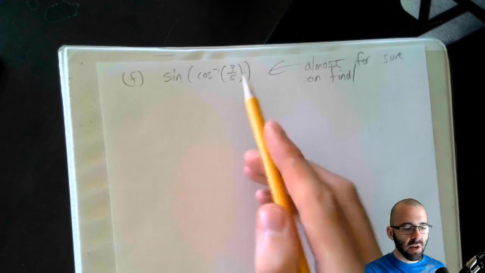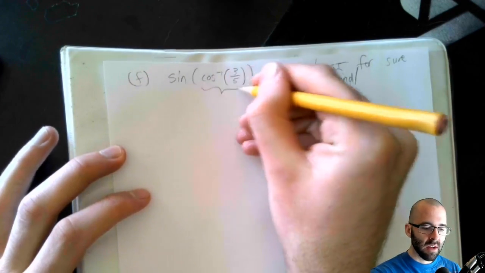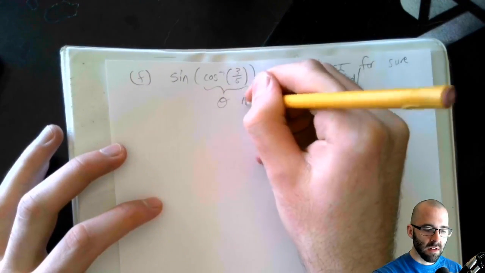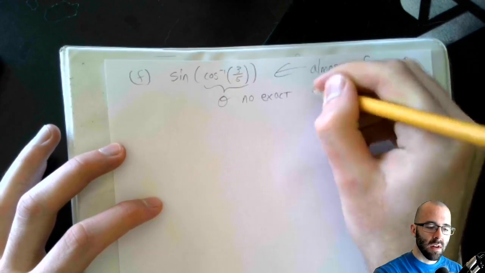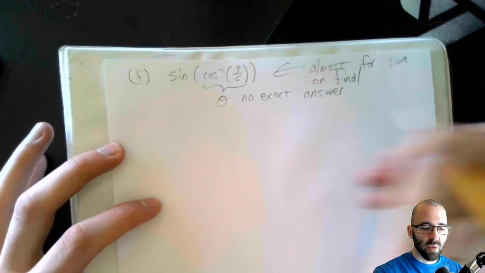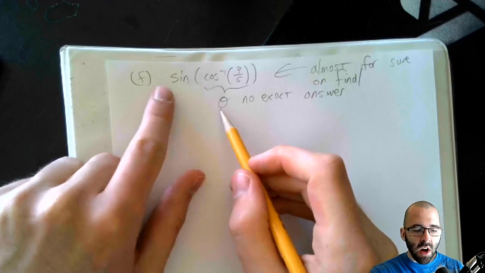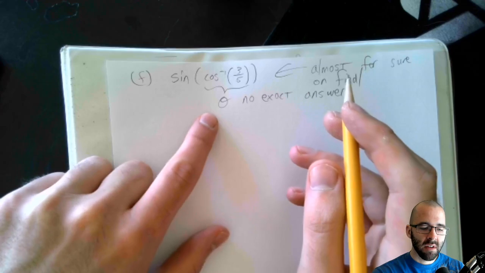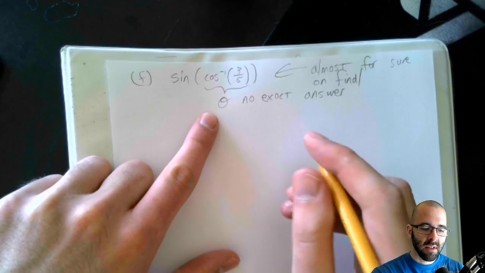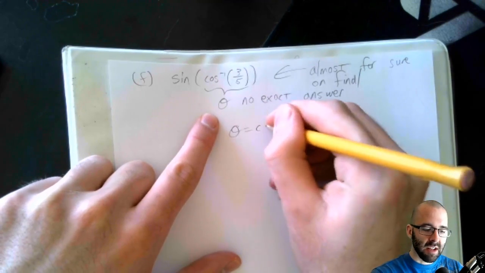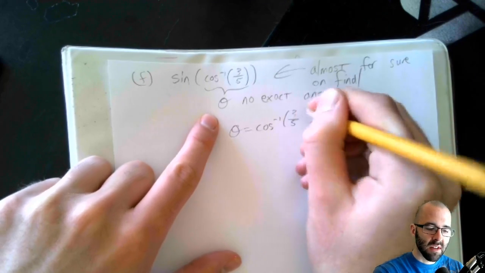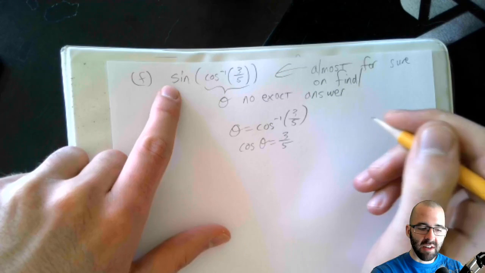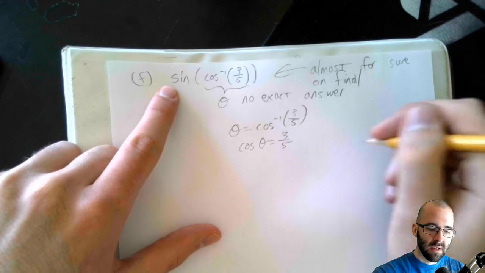Okay. There's no exact answer for this. This is going to give you some angle. We don't need to even know what the angle is. All we need to know is what is the sine of this angle. So we draw a triangle, right? If some angle is the inverse cosine of 3/5, well, that means that the cosine of that angle is 3/5. And we just need to figure out what is the sine of that angle.